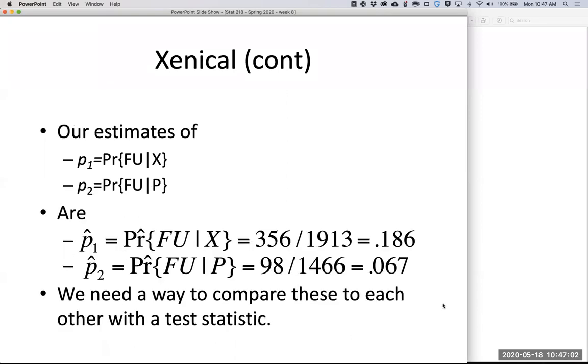Okay, so to develop some thoughts about it, the rate of P1 in our sample, I'll call P1 hat. It's 356 of the 1913, 18.6%. P2 hat is 98 of the 1466, or 6.7%. It looks as though it's almost 3 times higher, the rate in the first row than the second row. The rate of FU in the Xenical taking group is maybe almost 3 times the rate of FU in the placebo taking group. But we need to use a hypothesis test to see if that difference in the rates, that ratio of the rates perhaps, is so great that we're convinced that it's reflecting a true trend.